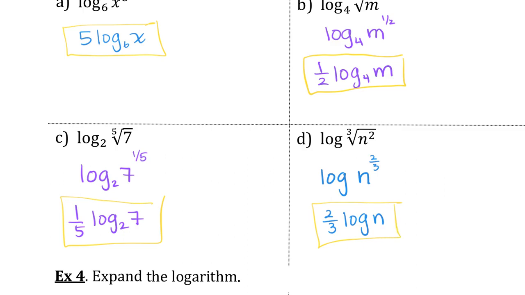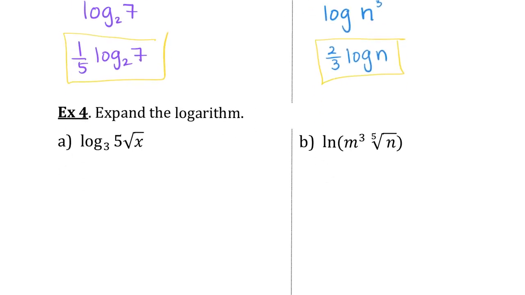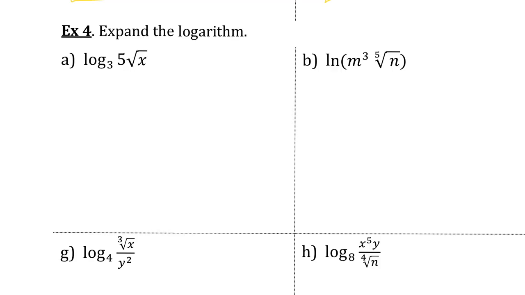Okay, now let's use this information to try to expand some different logarithms. Okay, so just like yesterday, we're using the product and the quotient one. So first thing, this is the log base 3 of 5 times the square root of x. So I'm going to break it up into each individual factor. So first I have the log base 3 of 5. And then since the arguments are being multiplied, I'm going to add the log base 3 of the square root of x.